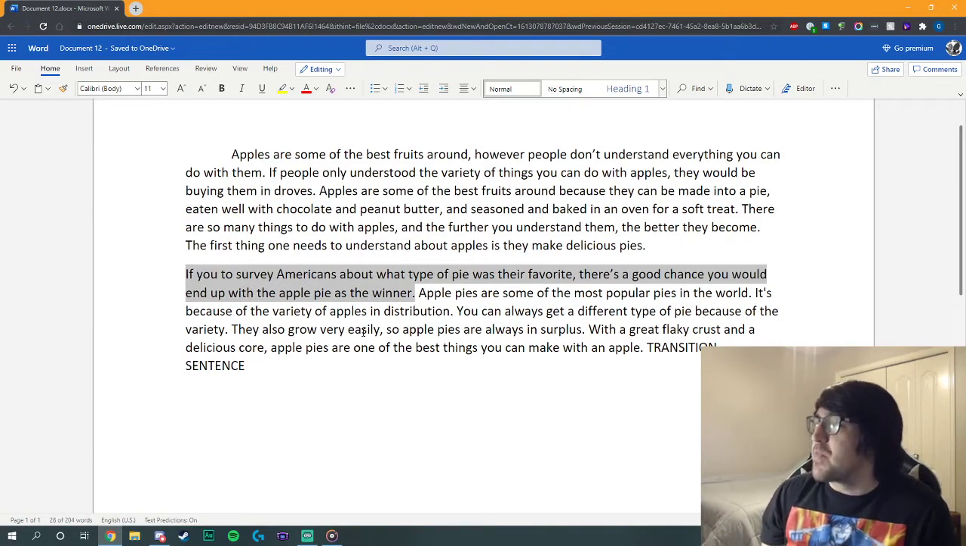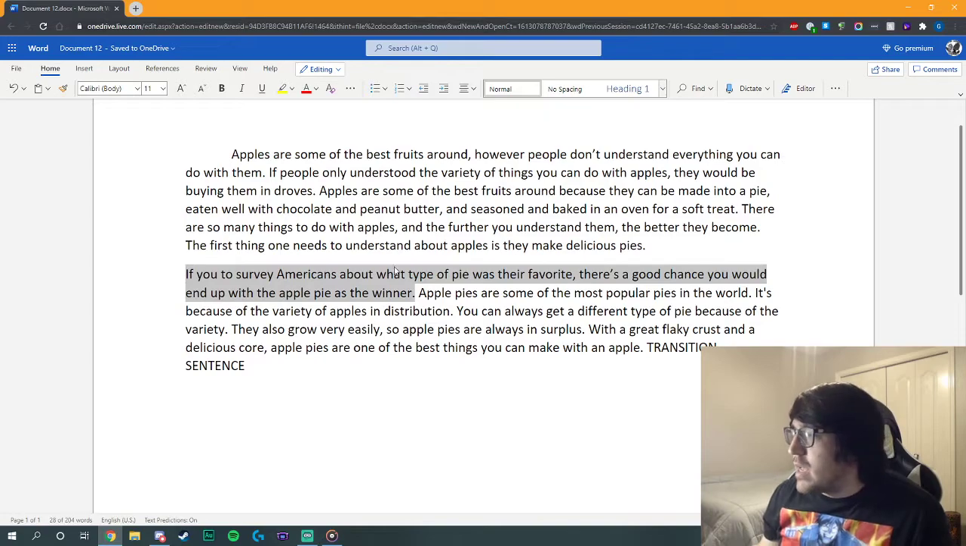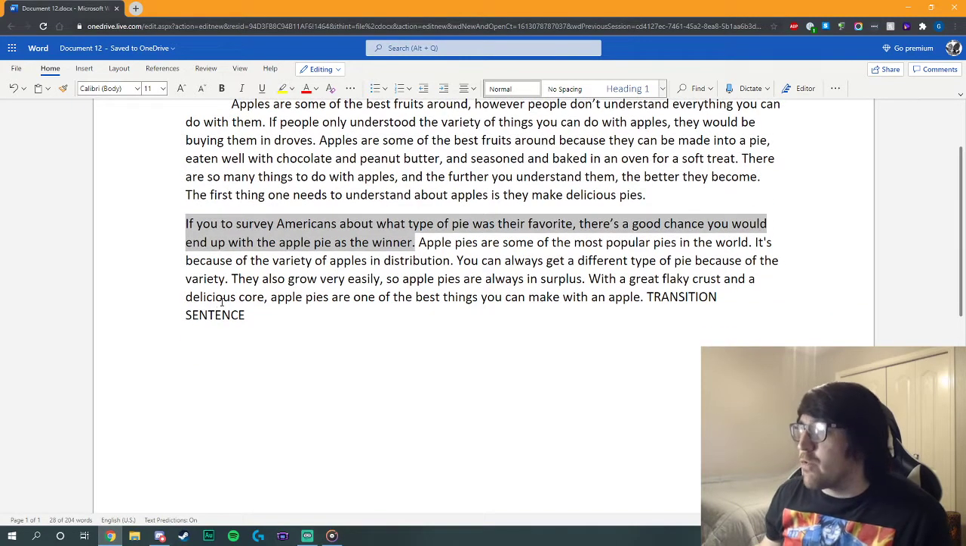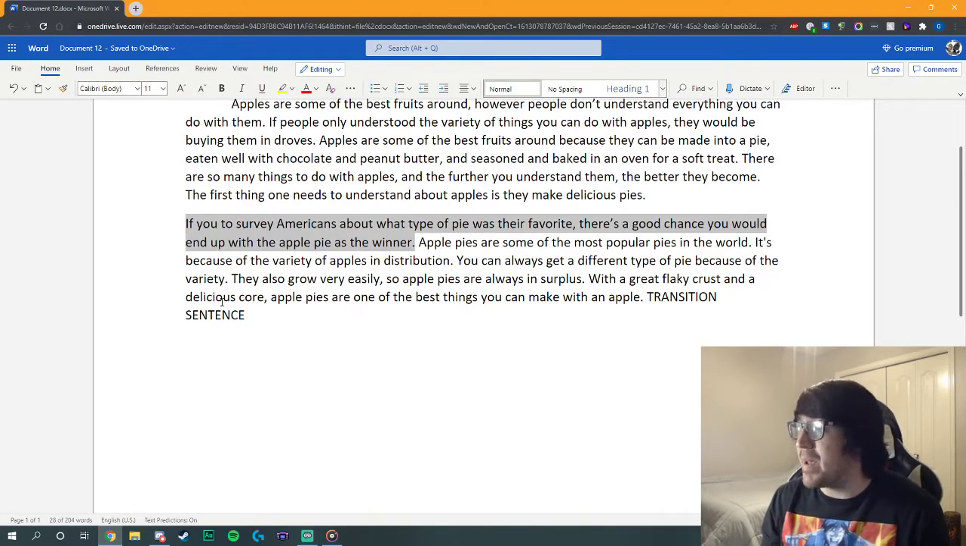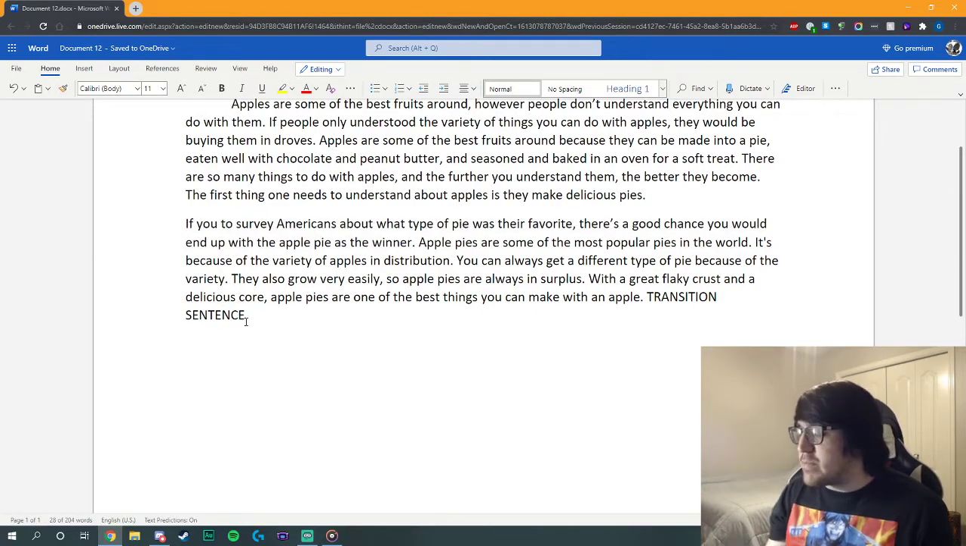So let's keep going here. Apple pies are some of the most popular pies in the world. It's because of the variety of apples in distribution. You can always get a different type of pie because of the variety. They also grow very easily, so apple pies are always in surplus. With a great flaky crust and a delicious core, apple pies are one of the best things you can make with an apple.